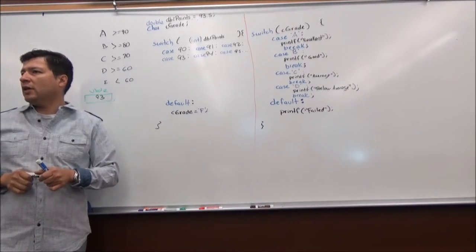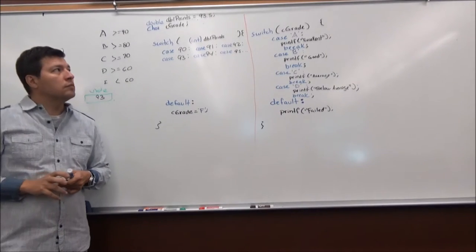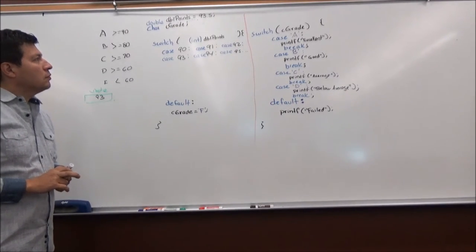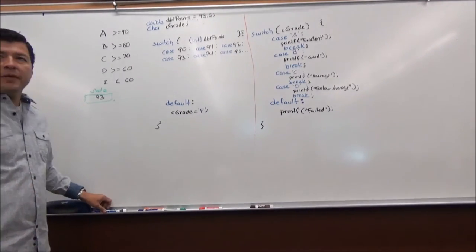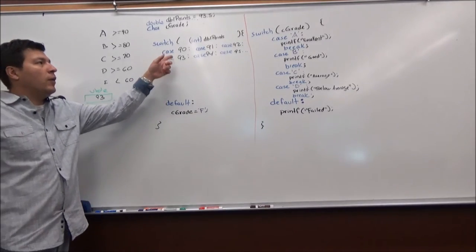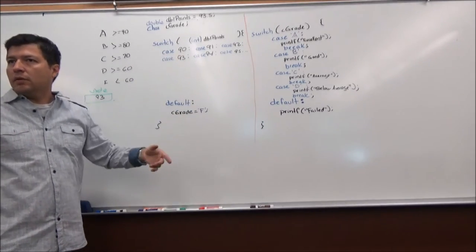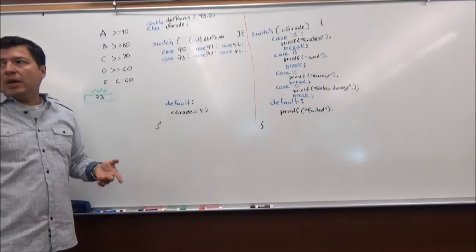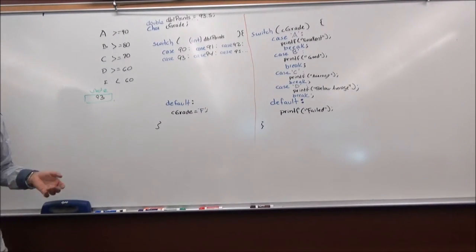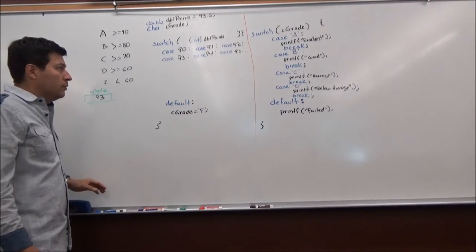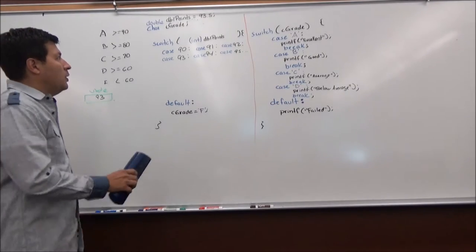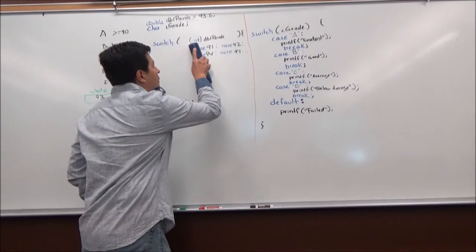That's not efficient either, right? So how can we make it more efficient then? I don't want to type that many cases. I mean, then I have to do the same for the B, all the 80s and 70s, and that's too much. So what do you suggest I do?